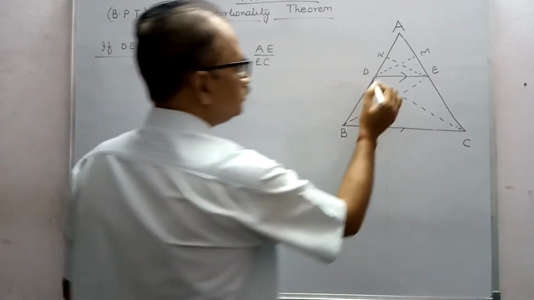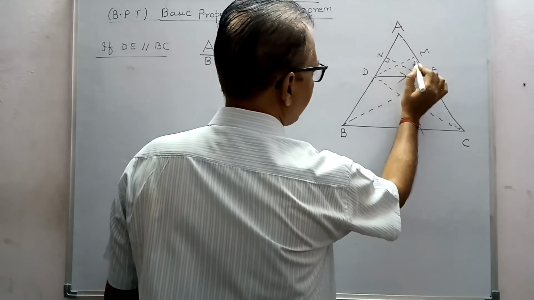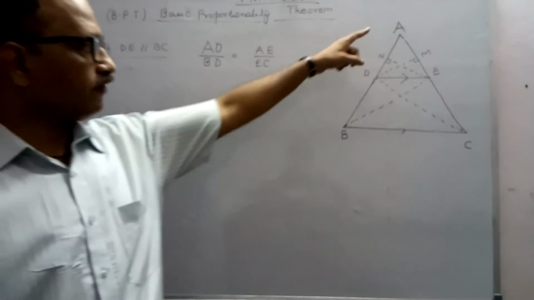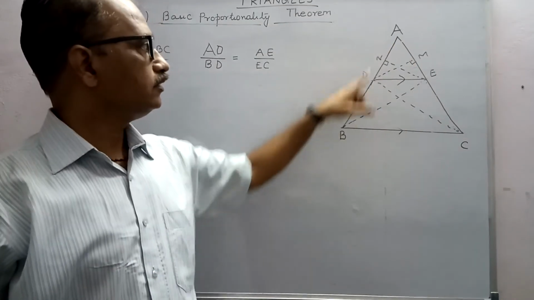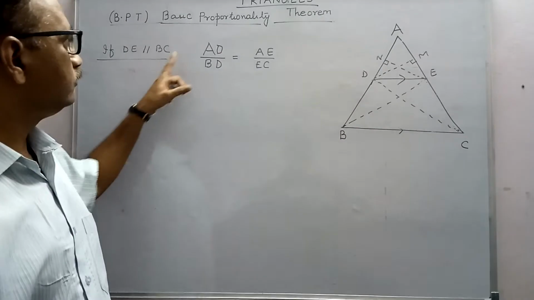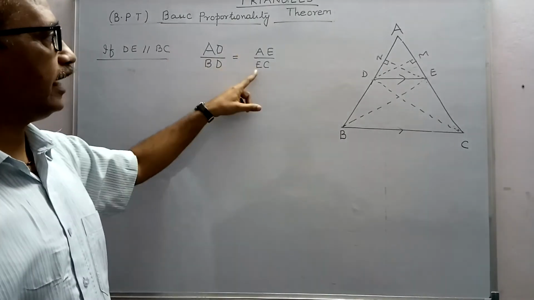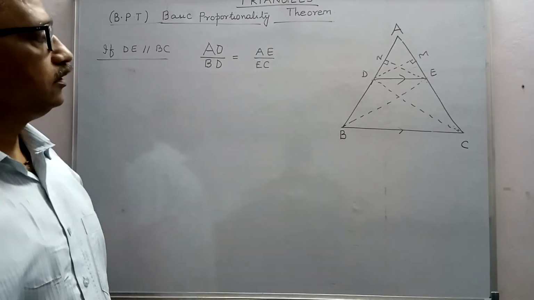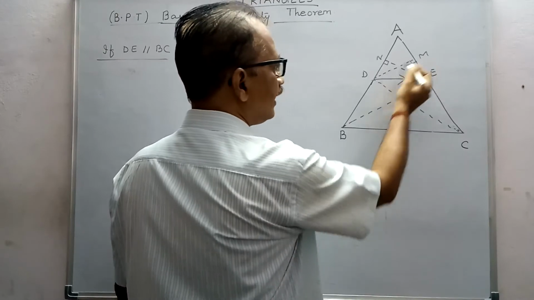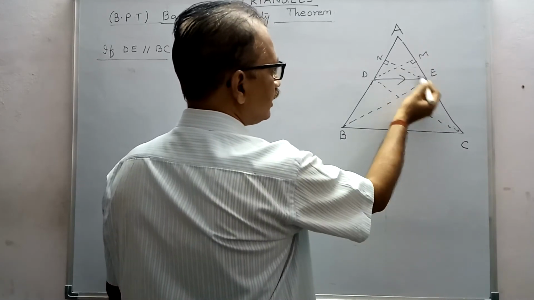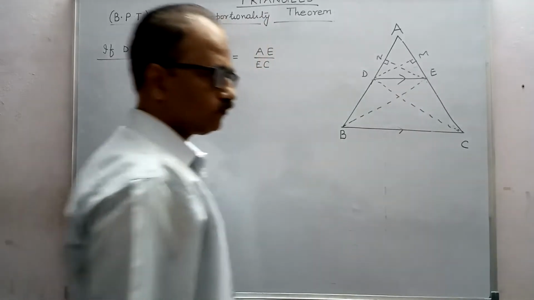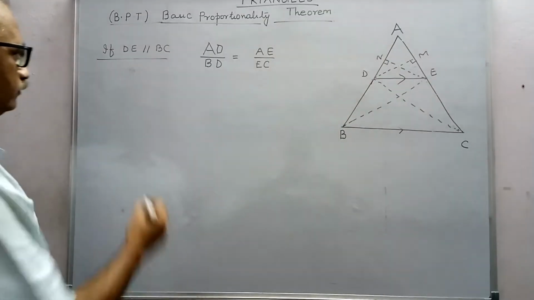Now here, this is perpendicular, this is perpendicular. So given a triangle ABC, DE is parallel to BC, to prove AD upon BD is equal to AE upon EC. Construction: from D draw perpendicular DM on AE and EN on AD, and join BE and CD. Now, proof.